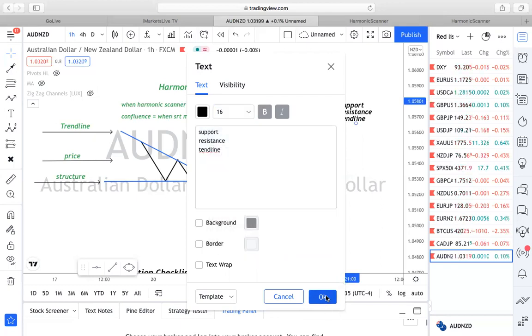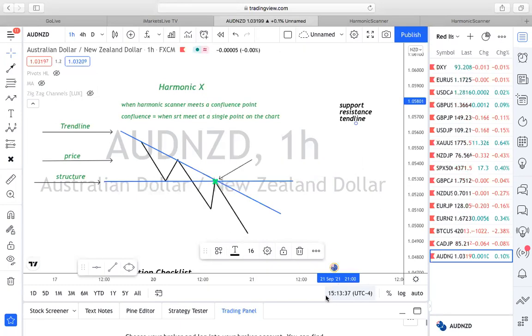Now check this out. If SRT is something that you struggle with, I do recommend that you go watch some market structure videos so you can understand how to find support, resistance, and a trend line. But if this is something that you already know, then you're going to like this strategy a lot. So I'm going to reiterate: the Harmonic X is when the harmonic scanner meets a confluence point. Confluence equals when SRT meets at a single point on the chart.